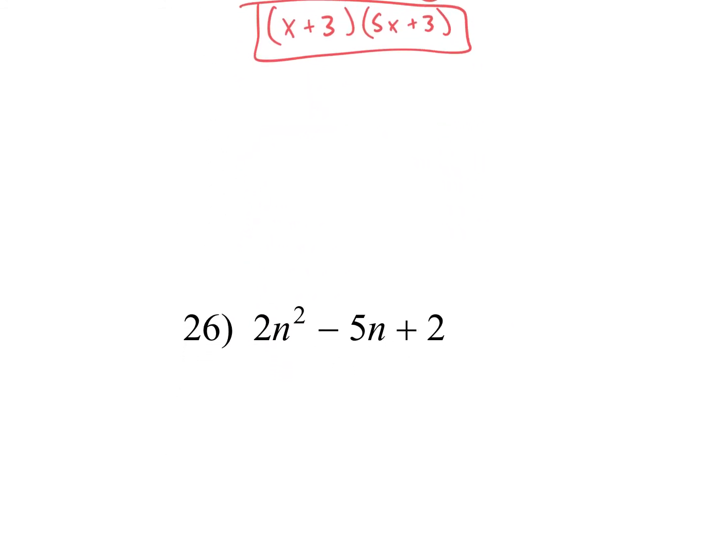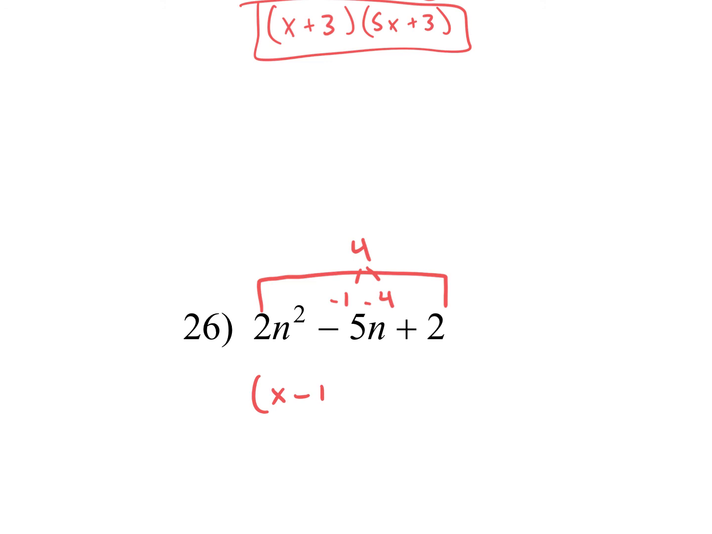All right, 26. Do we have a greatest common factor that we could take out? Is everything here divisible by 2? Nope. So what do I do? Multiply the first and the last. So 2 times 2 would be 4. What are two factors of 4 that add to negative 5? Negative 4 and negative 1. So this would be x minus 1 and x minus 4.